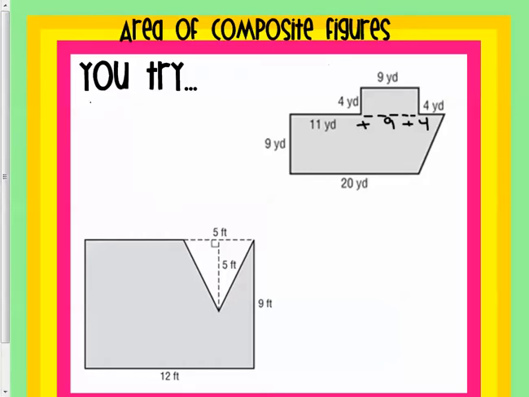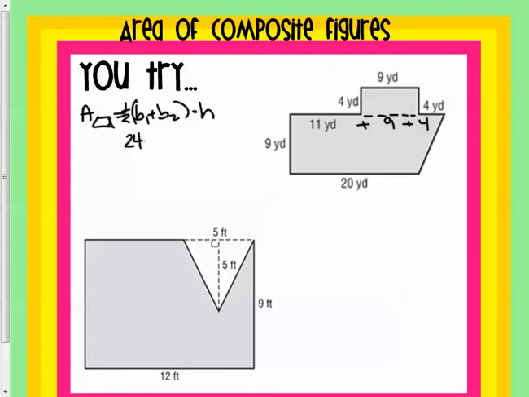Okay, for up here, I'm going to do the area of the trapezoid first. It's the base 1 plus the base 2 added together. Cut that in half, but not before you times it by the height. So I get 11 plus 9 plus 4, which is 24.